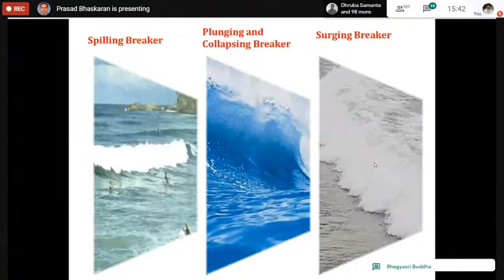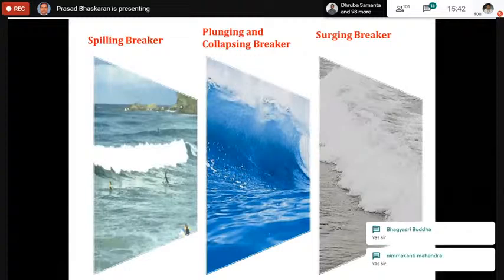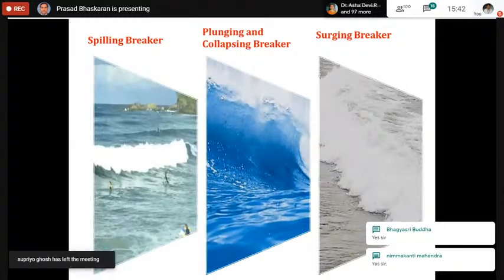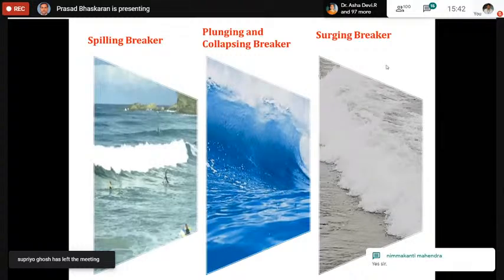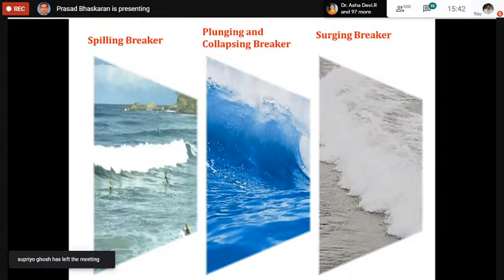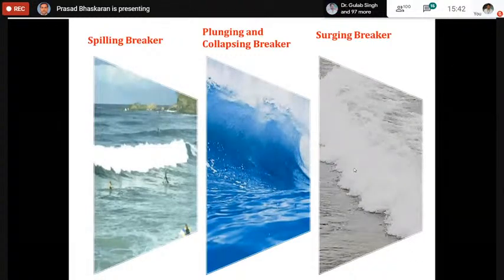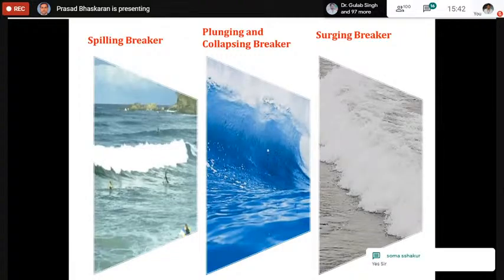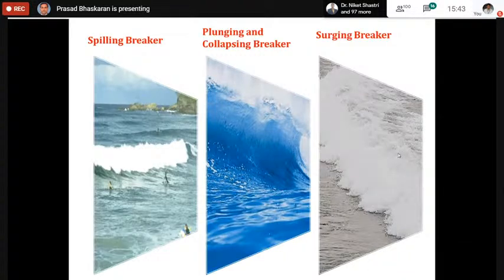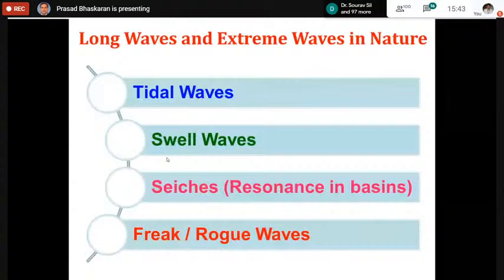So you can see from this figure, you have three types of breakers. You have a spilling breaker, then a plunging breaker, then a surging breaker. People who have gone to different beaches must have seen this. If you go to Visakhapatnam, you can find plunging breakers. If you go to Balasore in Odisha, you can find these types of breakers. Of course, spilling breakers are there in a few locations in India. This basically depends on the Iribarren number, which I was talking about just now.